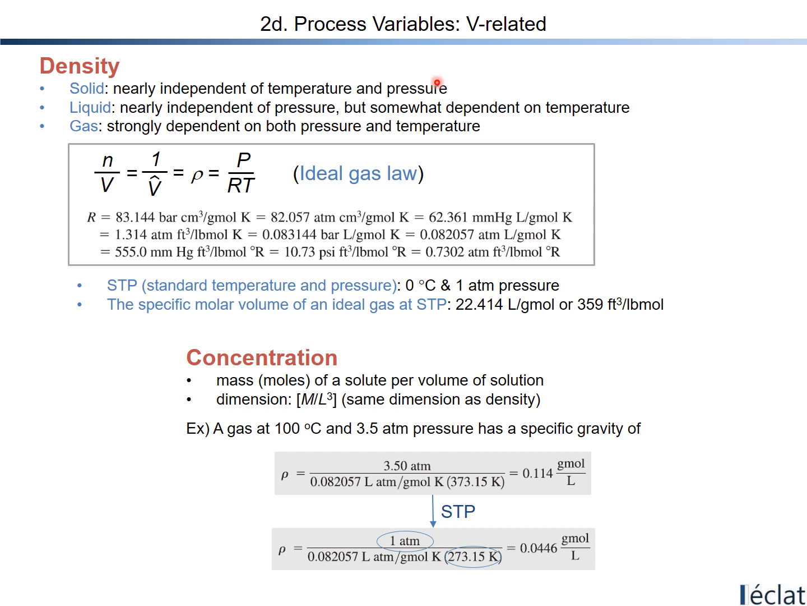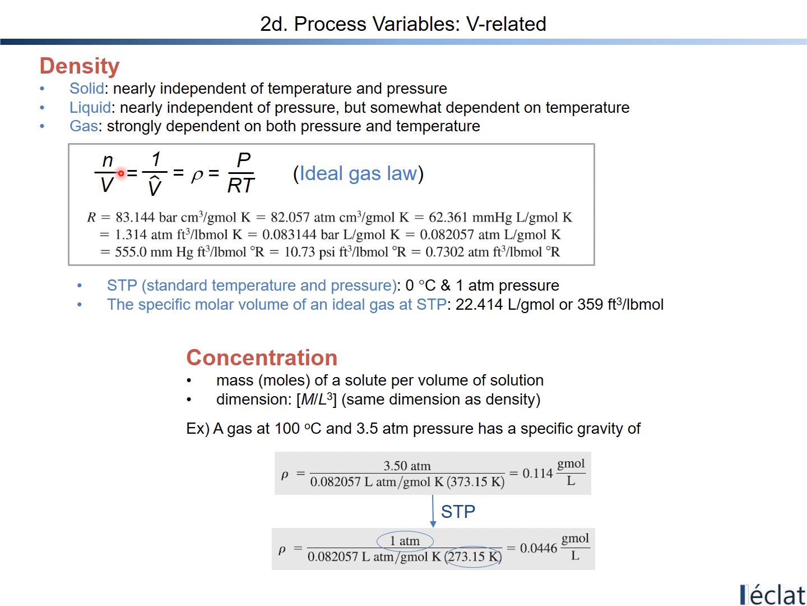Liquid is nearly independent of pressure, but somewhat dependent on temperature. So practically, you should think about the temperature dependency of density. Gas is strongly dependent on both pressure and temperature, of course. You are very accustomed to the ideal gas law, PV is equal to nRT. By reshuffling, you could find this form.